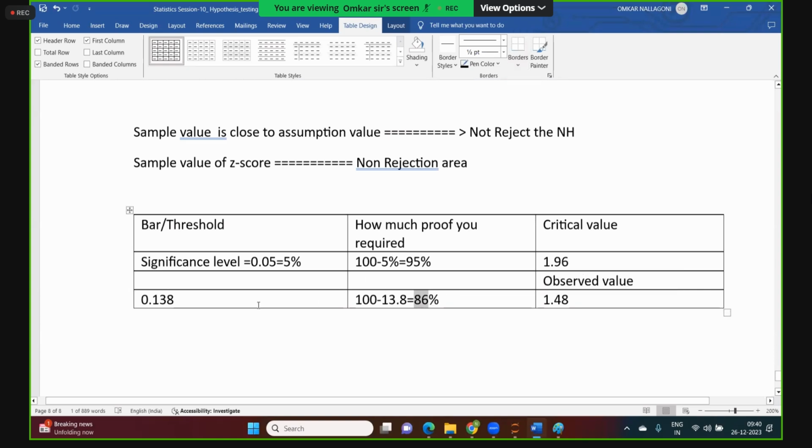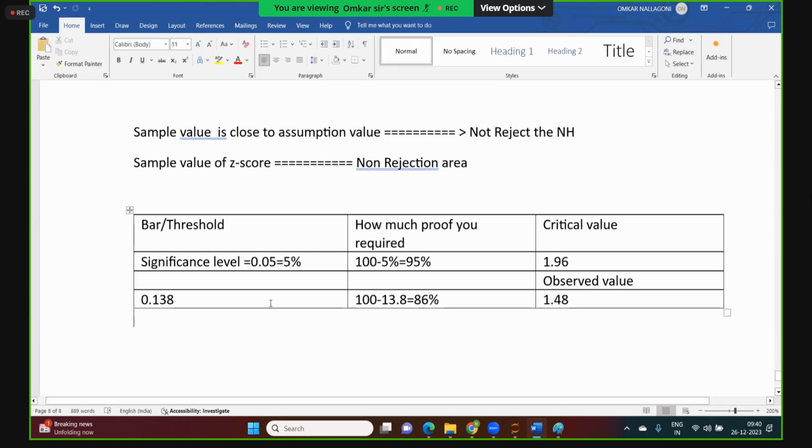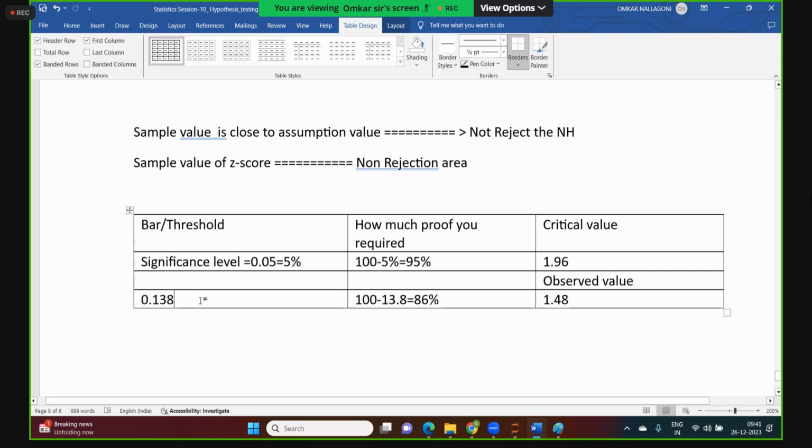Don't imagine your title. I did not mention the title. Here, what is the title? That is bar or threshold. Here, what is the title? How much proof you require? Here, what is the title? Critical value. For this 1.48, what is the title? Observed value.